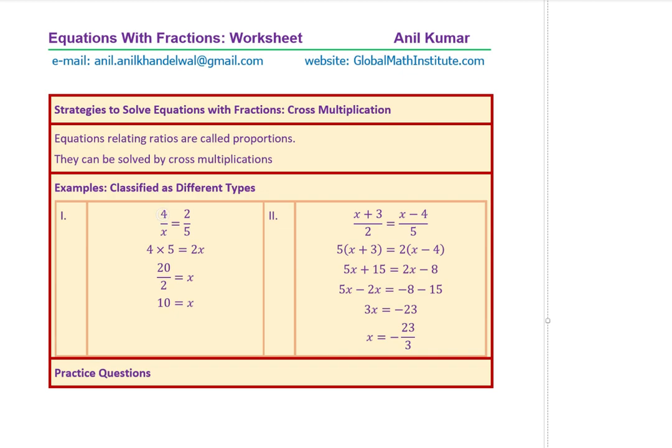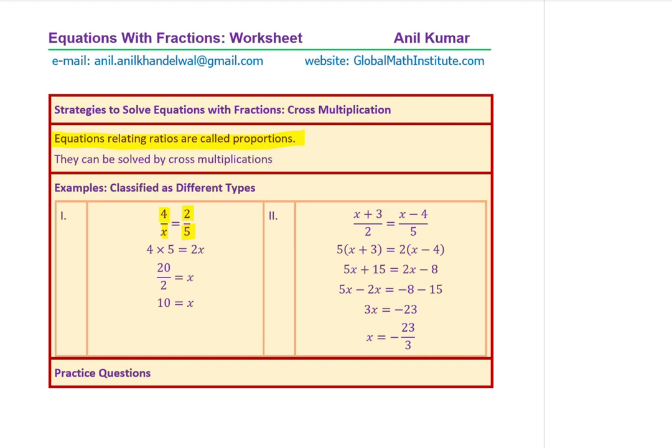So when I say type 1, it is more or less like proportions. So you understand what proportions are? Well, equations relating to ratios are called proportions. So as you see here, we have a ratio on the left side and a ratio on the right side. So that is a proportion. To solve these equations, the best thing is cross multiply.